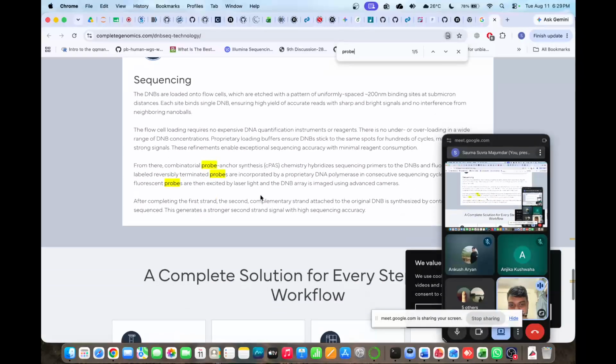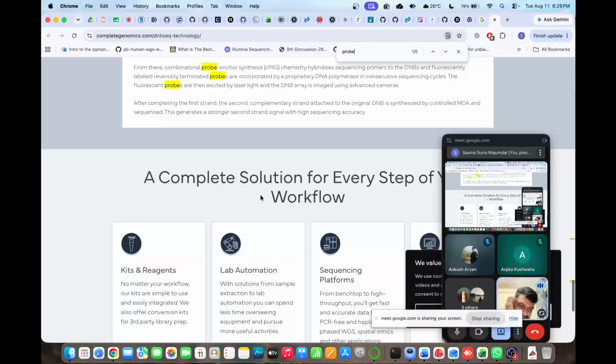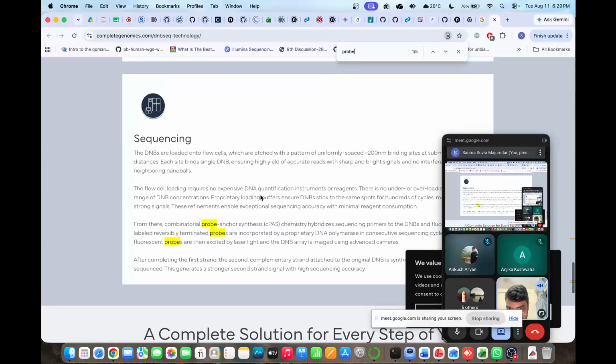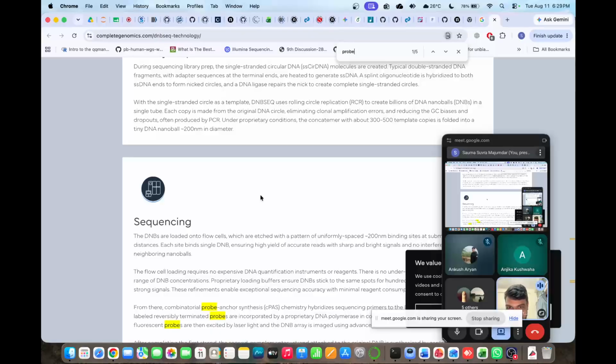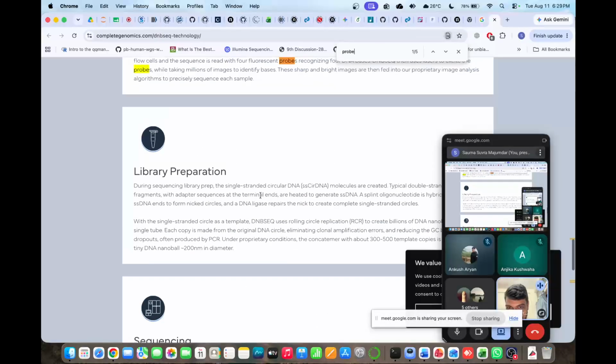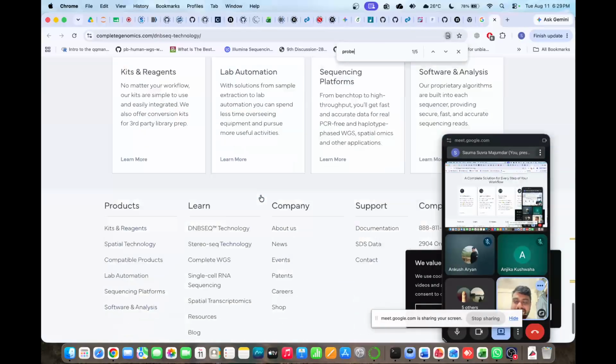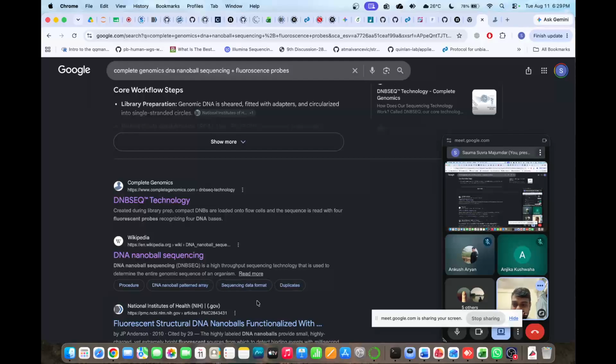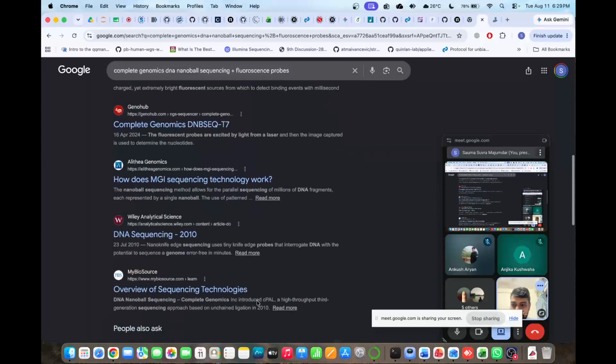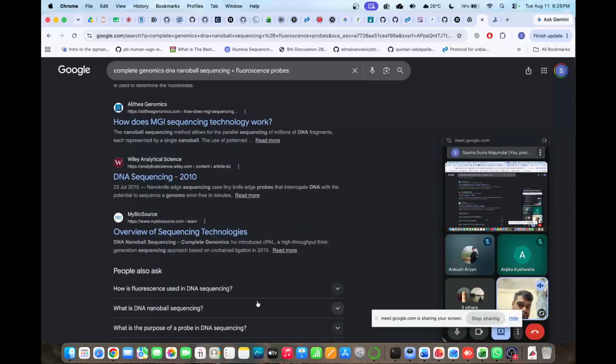Yeah, they are not mentioning the probe length. I would assume around 50 base pairs. It's a rough estimate, but you can assume around 50 base pairs. I will take a look into it. If I find any information, I'll let you know. But I'm not sure about the actual length of the probes.